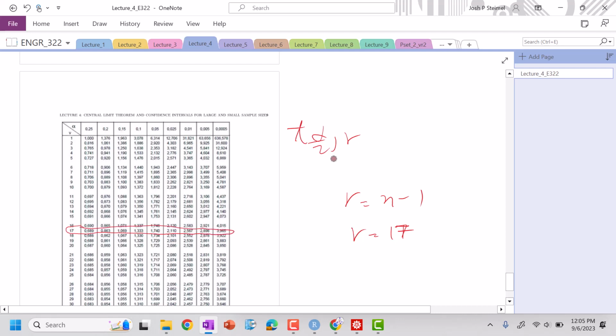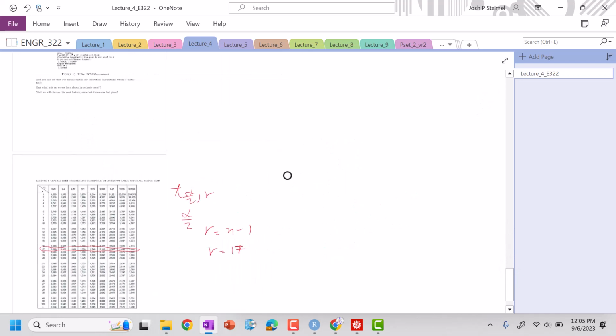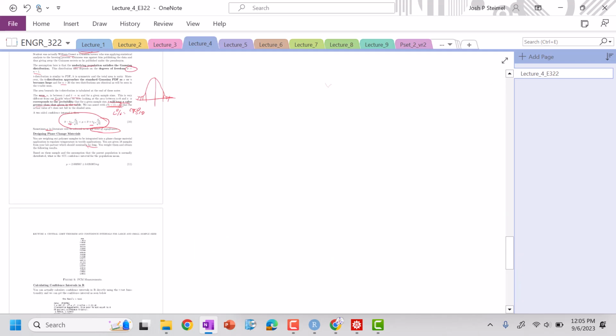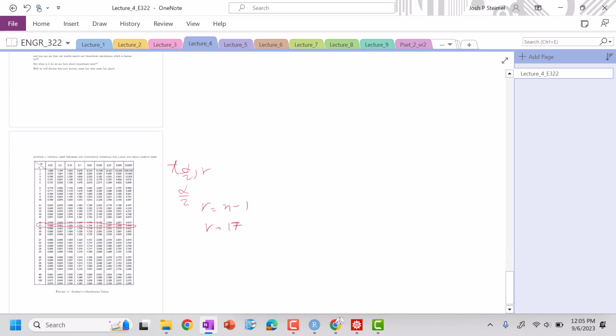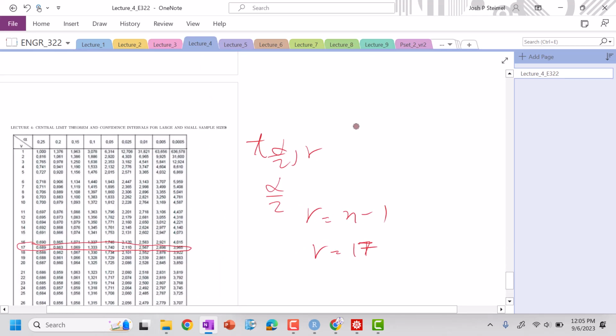And we're looking for a value of alpha over 2. So our alpha is our level of significance, which if we're looking for, what is the problem asking us for? I think it's a 95% confidence interval. 95%. So if it's 95% confidence interval, that means it's an alpha equal to 0.05. So we're looking at 0.05 divided by 2, which is 0.025 right here. So we're looking for a value of T of 2.110.